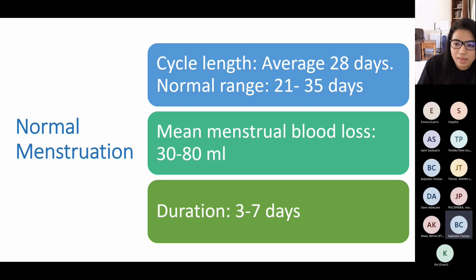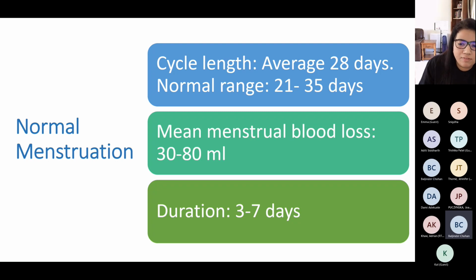You can ask in the history whether they're changing a fully soaked pad more frequently than every 2 hours. Whether they're waking up at night to change their sanitary towel because it's getting soaked or it's leaking. Whether the clots that they're having are larger than a quarter, the size of a quarter.